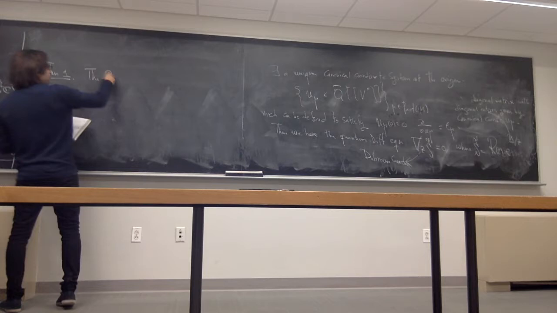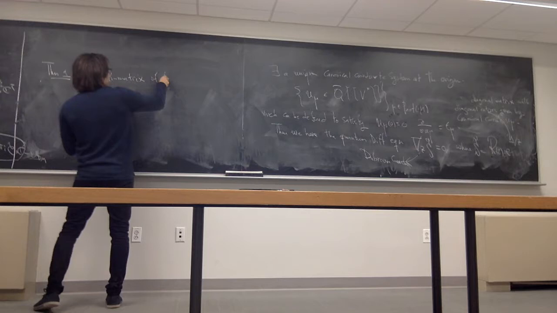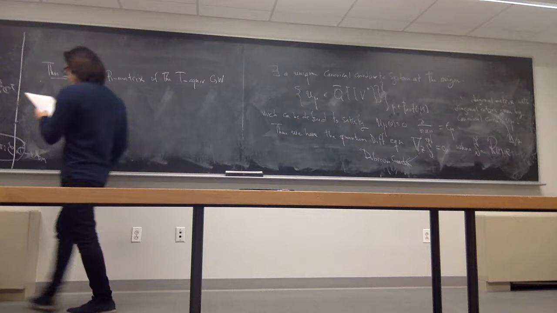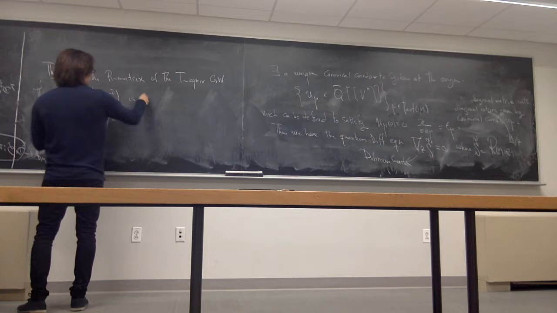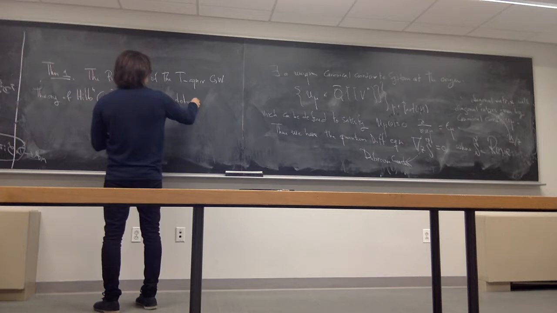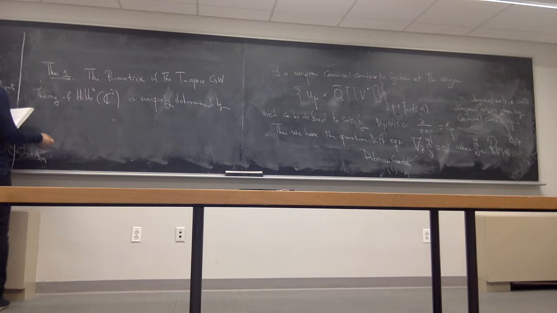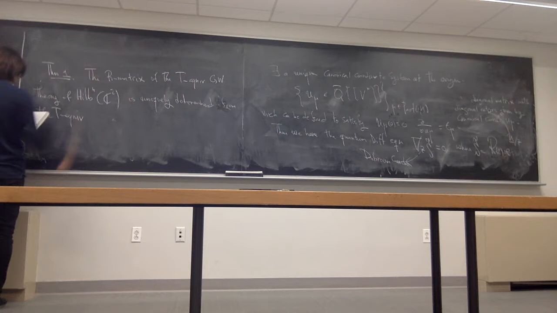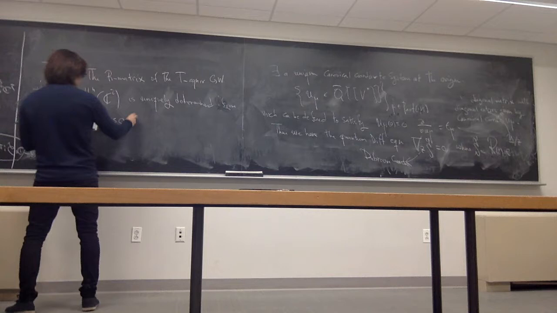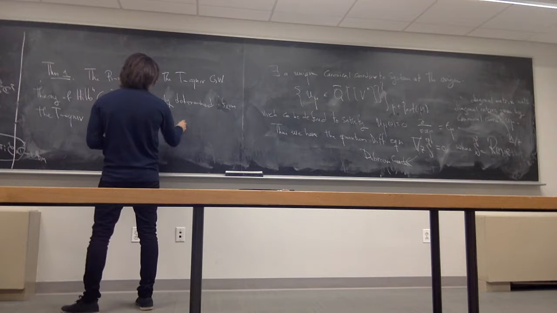The R matrix of the T-equivariant Gromov-Witten theory of the Hilbert scheme of points of C2 is uniquely determined from the T-equivariant genus zero theory. This is the important thing. It's remarkable. And the divisor equation, and the degree zero invariants.